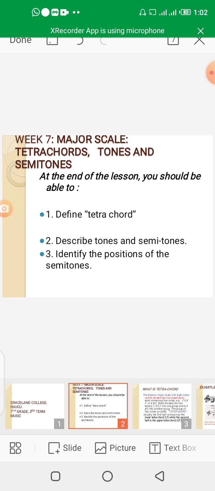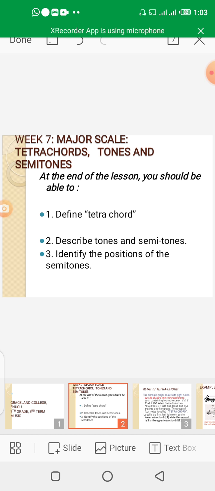At the end of this lesson, you should be able to, one, define tetrachord. Secondly, you should be able to describe tones and semitones. You should know what a tone is and what a semitone is. Then finally, you should be able to identify the positions of the semitones.